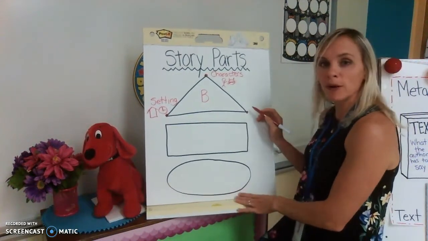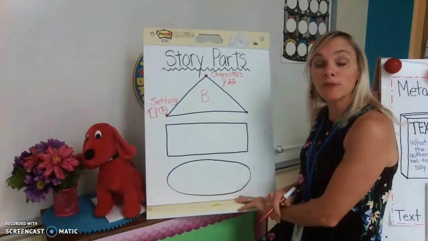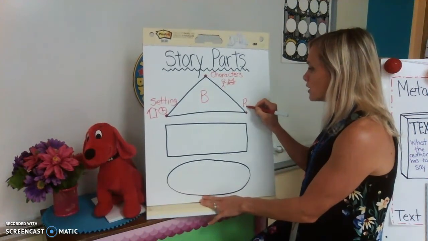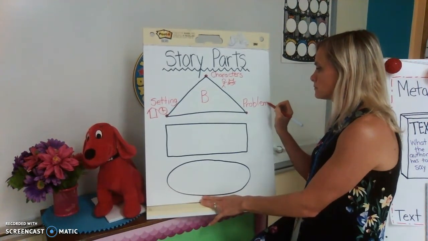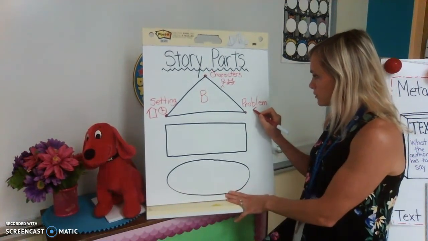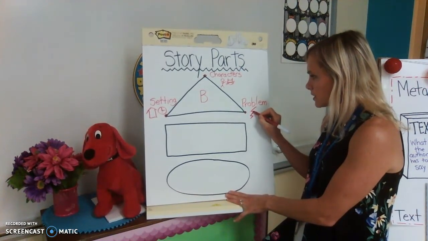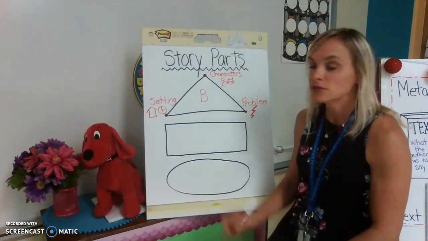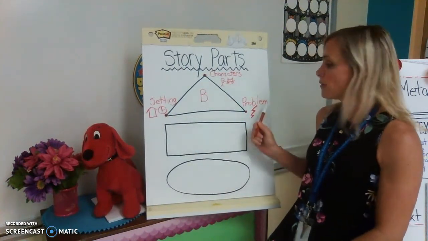Last part in story parts for the beginning is you want to find out what the problem is. Usually the author will tell you the problem at the beginning of the story, and the problem is what goes wrong. Okay, so what goes wrong in the story? And I'm just going to draw a little like lightning bolt for my problem. All right, so oh no, something went wrong. And that's what you want to think about at the beginning. Okay? So again, triangle, we're looking for beginning of the story. We're looking for characters, setting, problem.